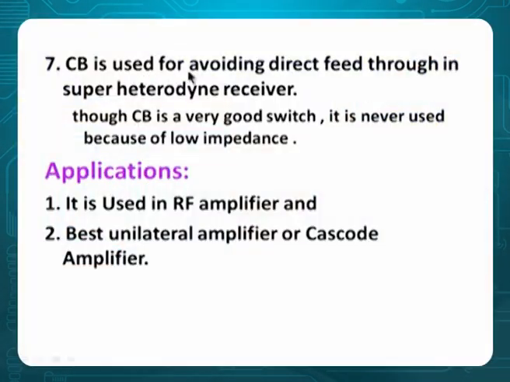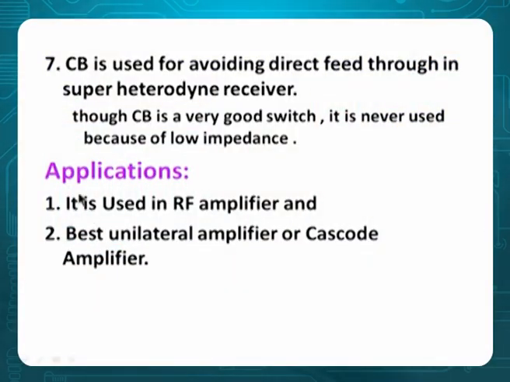Seventh point, CB is used for avoiding direct feedthrough in a superheterodyne receiver. What I mean is, a superheterodyne receiver is taking not only the forward path, it is also sending a reverse path. If a signal is going in the reverse path, how to stop it? The best is common base, because common base is the best unilateral amplifier. That's why it is used for that purpose also. So therefore, applications are, it is used for radio frequency applications and as the best unilateral amplifier, that is called a cascode amplifier.